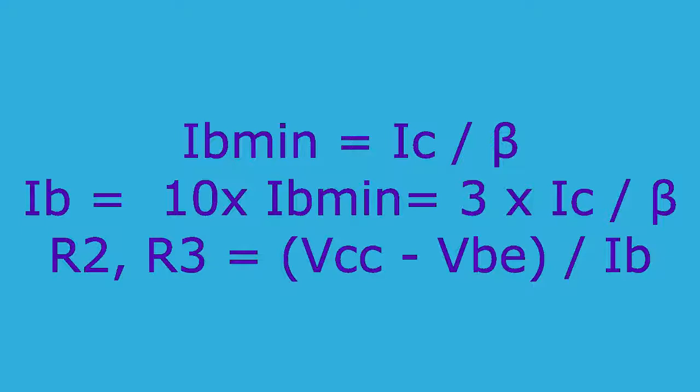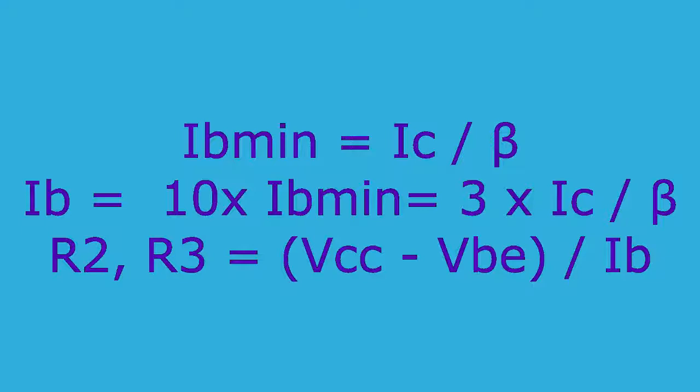R2 and R3 equal VCC minus VB. Safe base current IB equals 10 times IB minimum, or 3 times IC divided by beta. R2 and R3 equal VCC minus VBE, divided by IB.